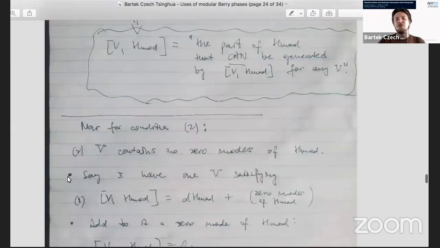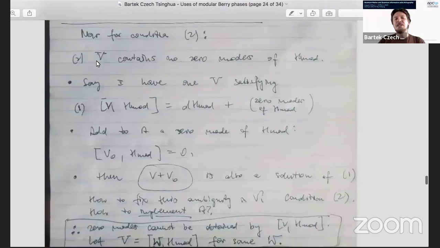Then I have equation 2, or condition 2 really, which is that V should contain no zero modes of H mod. So how do I understand that? Let's say that I have some V which satisfies condition number 1. I'm already done with condition 1. And now I'm asking, well, what happens if I add to my V some V0, which is a zero mode of H mod? Then obviously V plus V0 is still a solution of this equation.